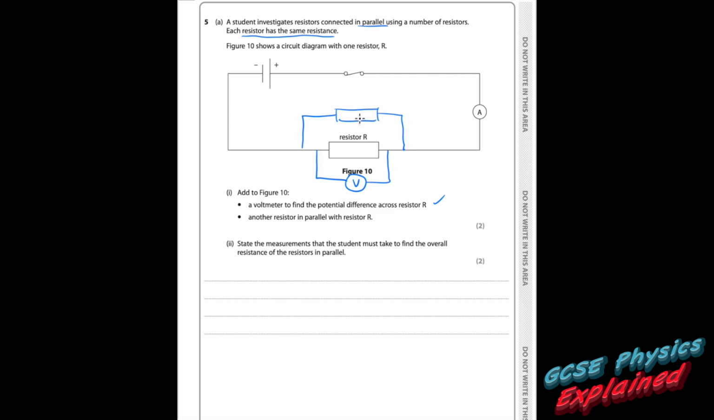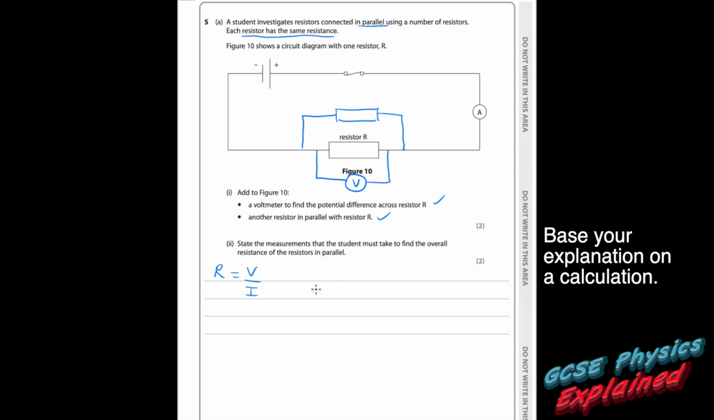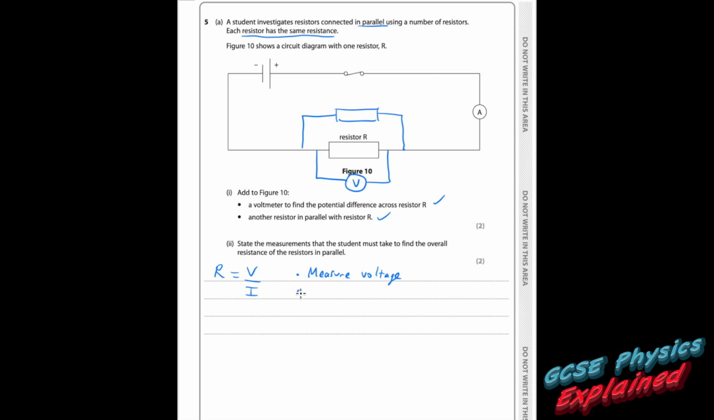Now if you're thinking, will that affect this voltage here? The answer is no, because remember, if you've got components in parallel, they each get the same amount of voltage. Part 2. State the measurements that the students must take to find the overall resistance of the resistors in parallel. Right, so to get the resistance of something, you're going to need to measure the voltage and divide it by the current. So measure voltage and measure the current.